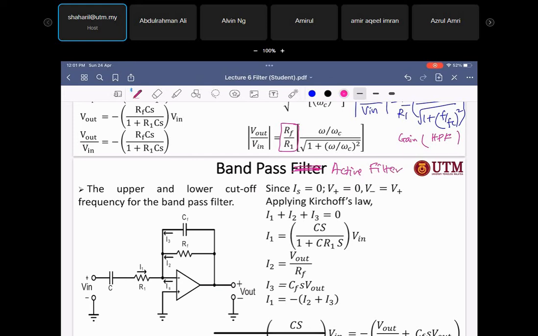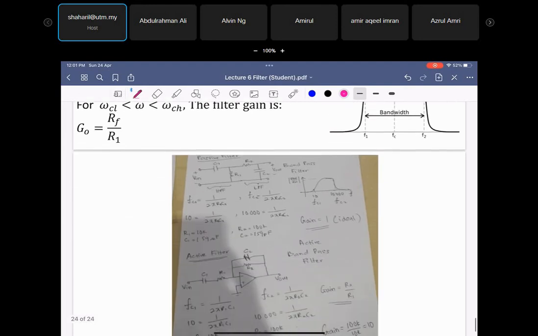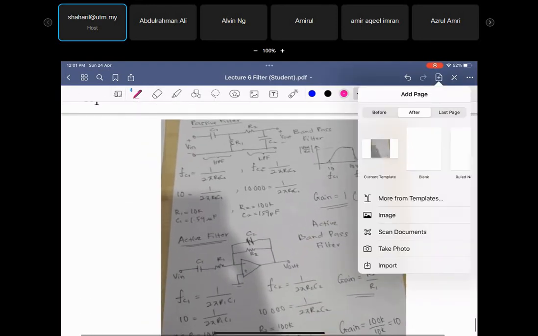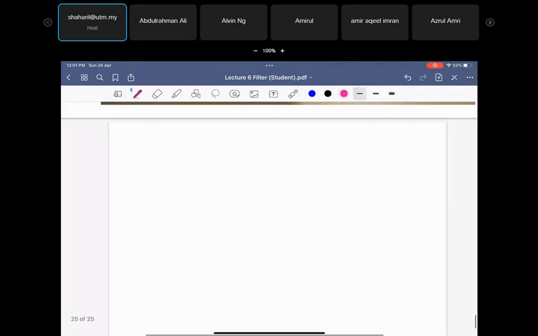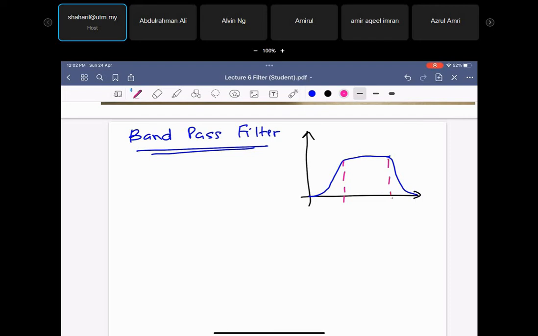Before we talk about the band pass active filter, let's look at the band pass filter itself. So I will make new notes here. Now let's talk about the band pass filter. If you look at the graph for the band pass filter, it will be like this, and then it will go down. So that means there are two critical frequencies here.